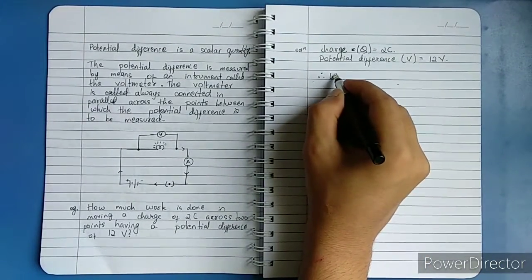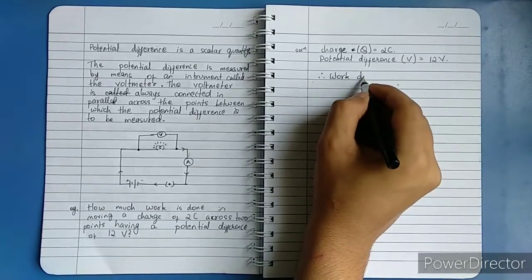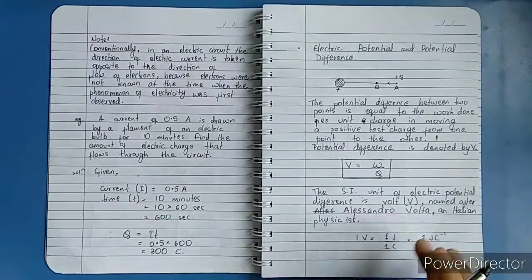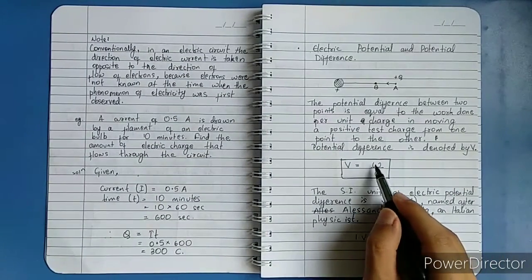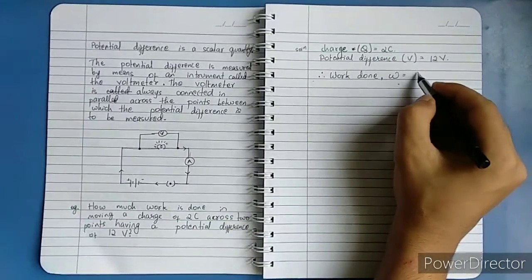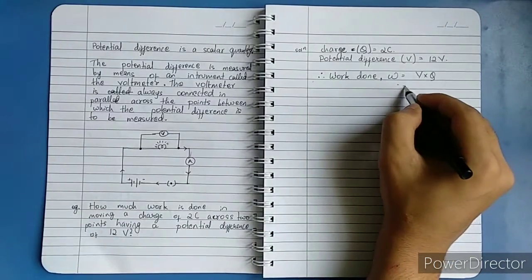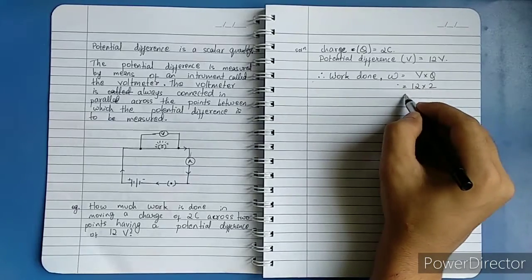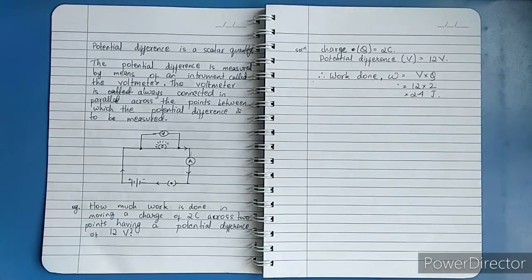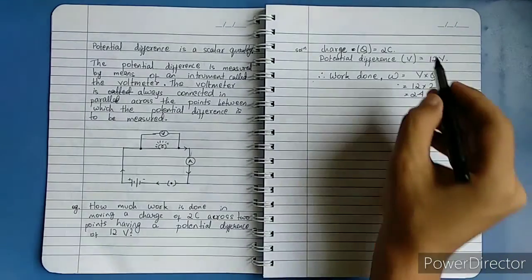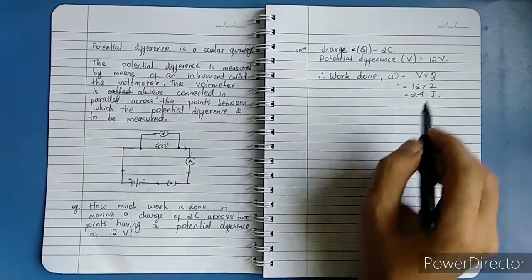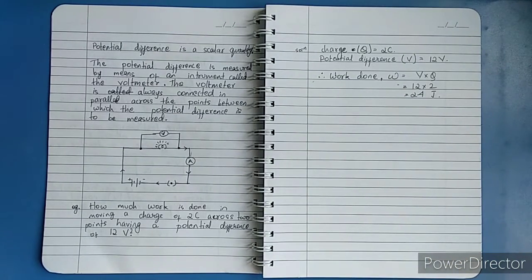Therefore, work done W is equal to, as potential difference V is W by Q, so W will be equal to V into Q. So this is equal to V into Q, which is equal to 12 into 2, that is 24, and the unit of work done is joule. Try keeping all the units in the SI unit itself, so that when you get the answer, you can also write the final answer in the SI unit itself.